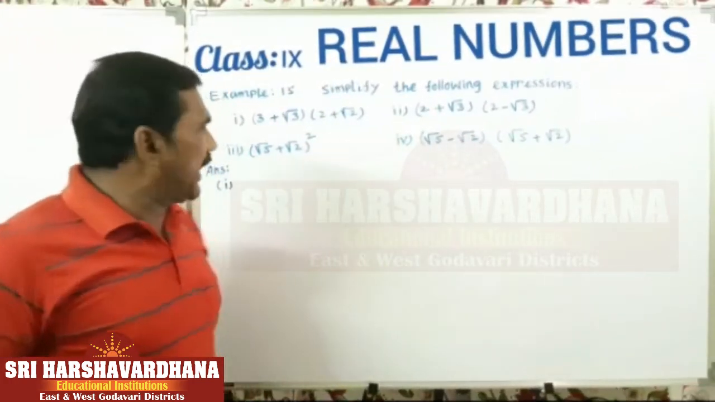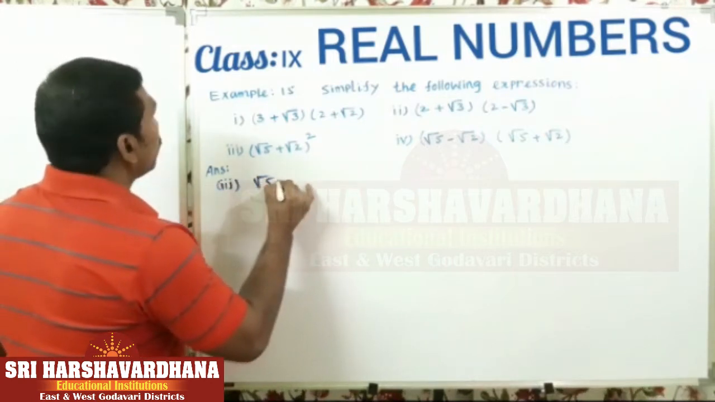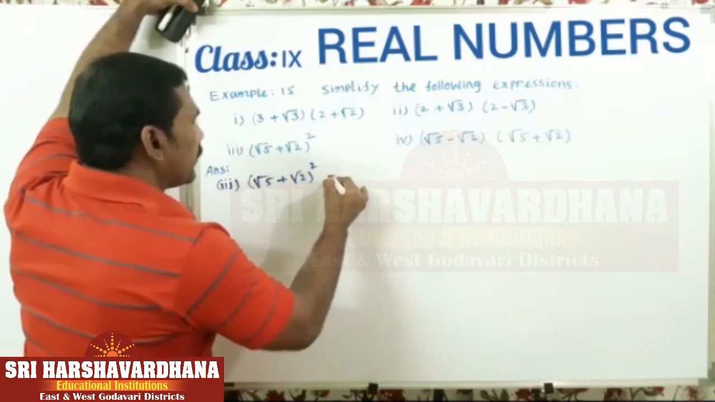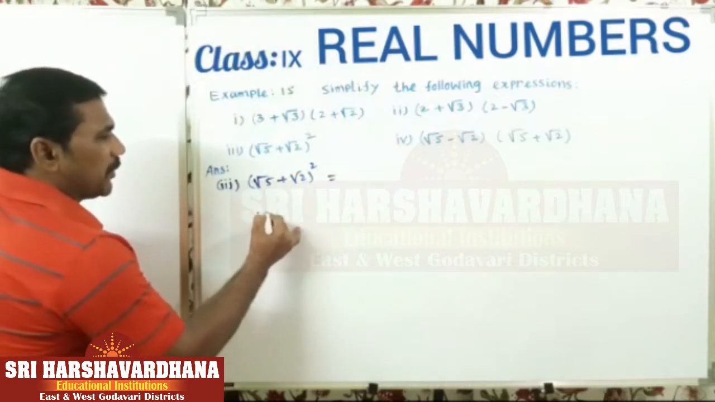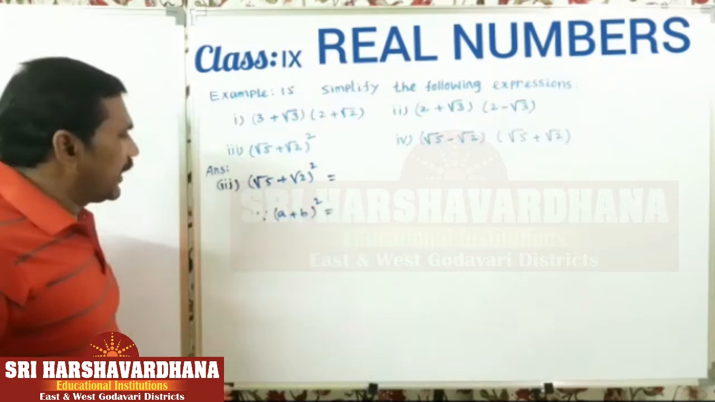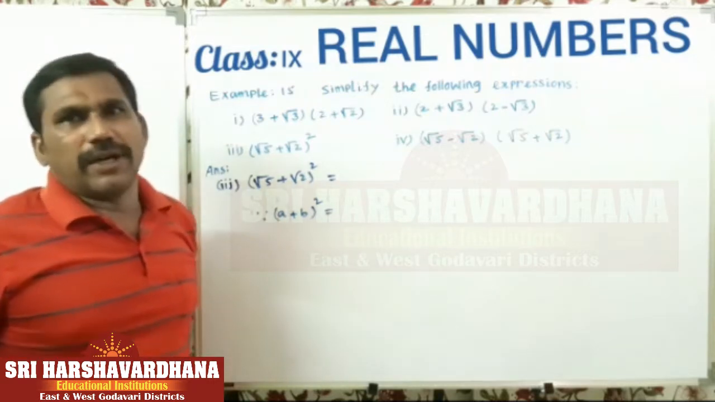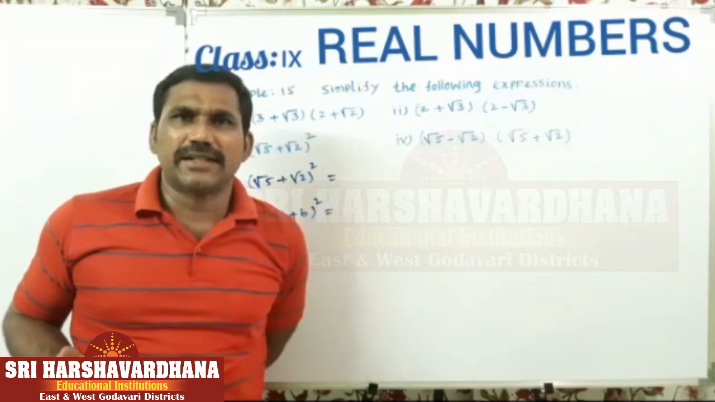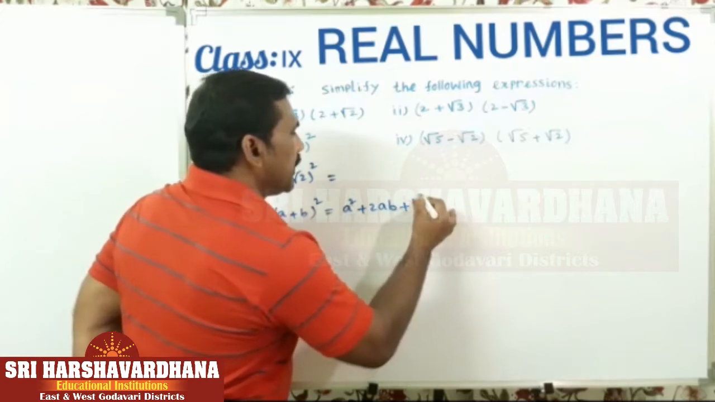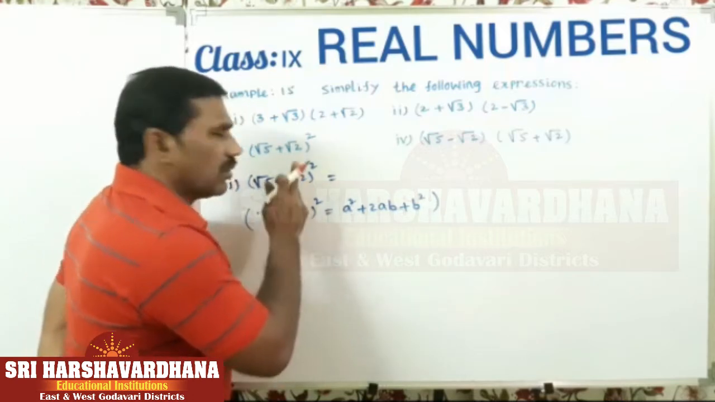Children, now I will explain the third problem. The third problem is root 5 plus root 2 whole square. Okay. Imagine this is in the form of a plus b whole square. Children, already you have learnt in 8th class about this identity. What is the formula for finding a plus b whole square, children? A square plus 2ab plus b square. Imagine a as root 5, b as root 2.